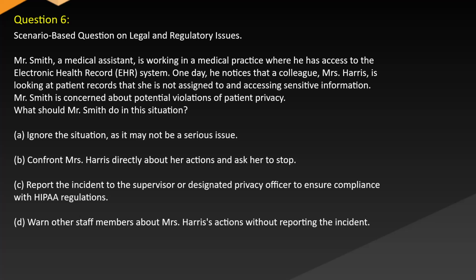Situation: A. Ignore the situation as it may not be a serious issue. B. Confront Mrs. Harris directly about her actions and ask her to stop. C. Report the incident to the supervisor or designated privacy officer to ensure compliance with HIPAA regulations. D. Warn other staff members about Mrs. Harris's actions without reporting the incident.